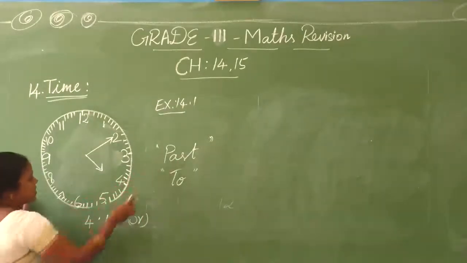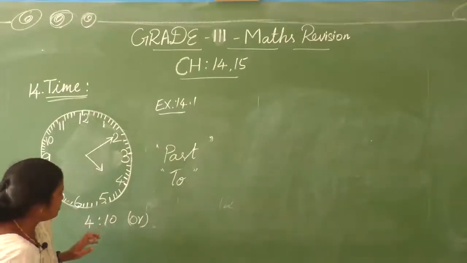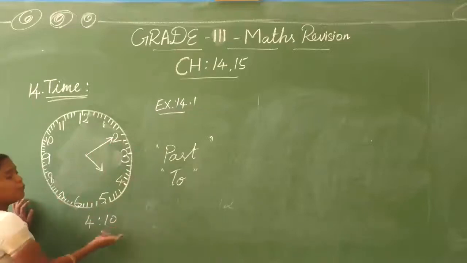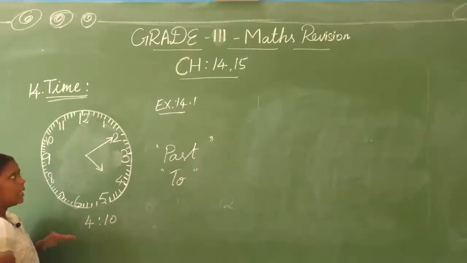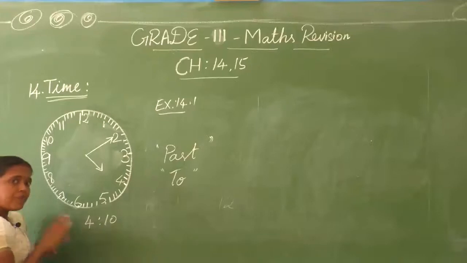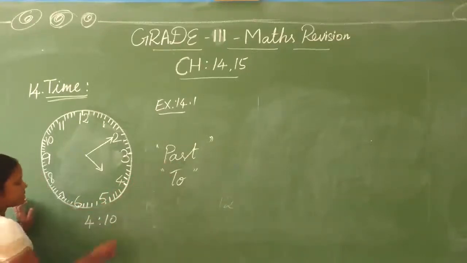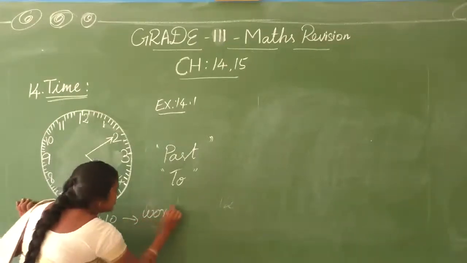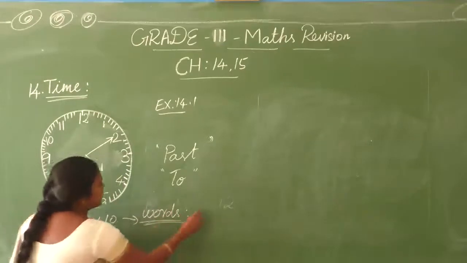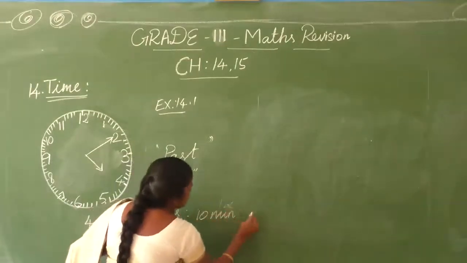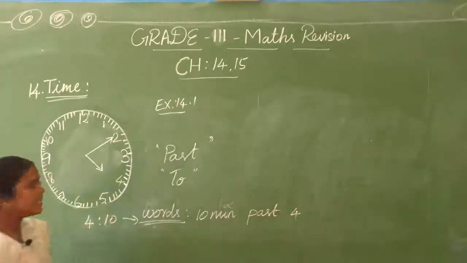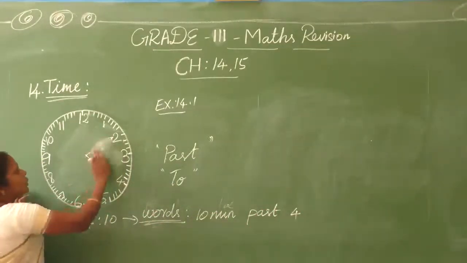So using past, how do you read this 4:10? What is the meaning here? 10 minutes past 4 o'clock. After 4 o'clock, 10 minutes over. Past, finished, anyway we can tell. So using this word past, we can write this time in words. In which way can you write? 10 minutes past 4. Yes or no? Now tell.